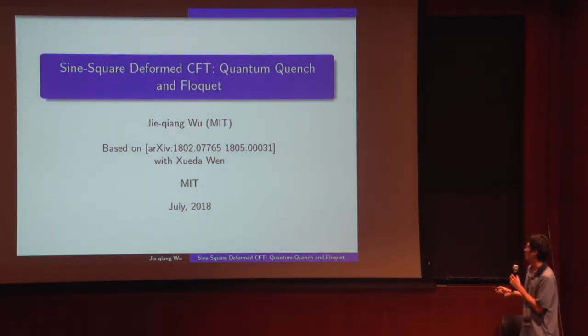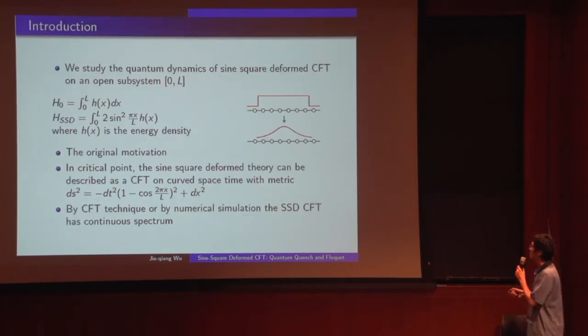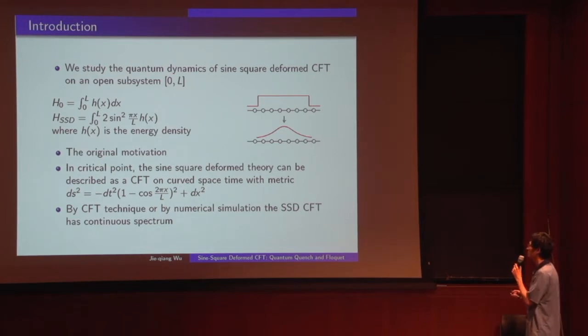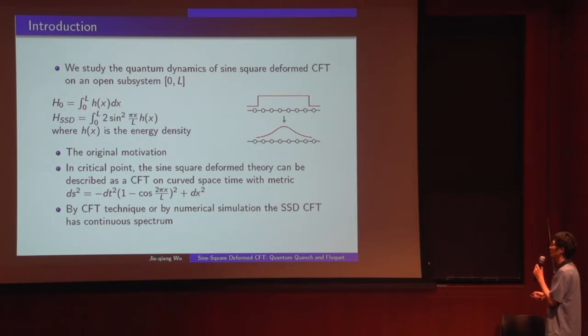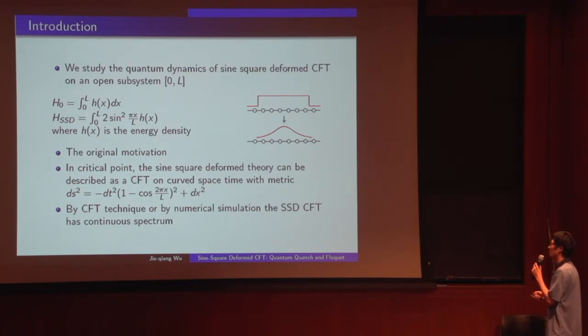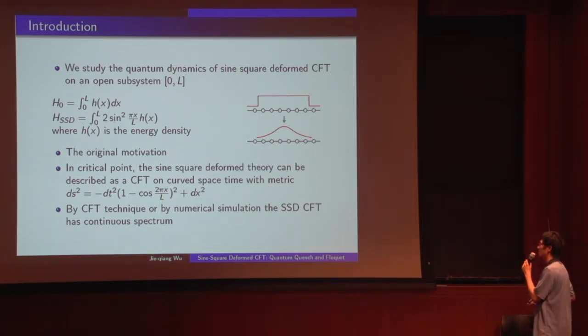Hello. This time I will talk about the sine-square deformed CFT. This work is in cooperation with Shida Wen, also from MIT, who works on condensed matter. We studied the quantum dynamics of sine-square deformed CFT on an open subsystem from 0 to L. The sine-square deformed CFT is as follows. Assume you have a uniform theory with such a Hamiltonian, and then you can deform the Hamiltonian like this. Here, h(x) is the local energy density. The original motivation for this modified sine-square deformed theory is in numerical calculation, but here we just try to study its dynamics.